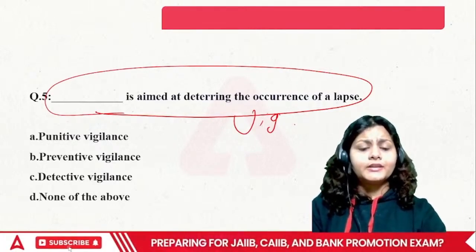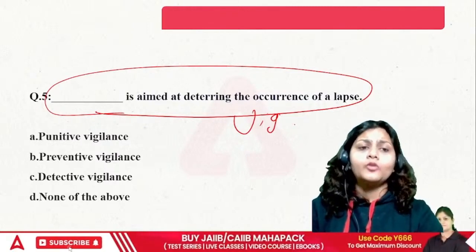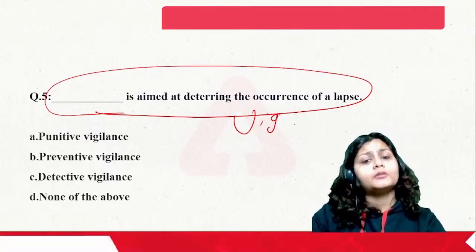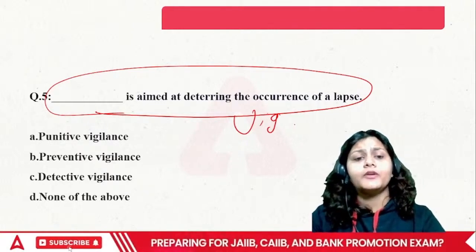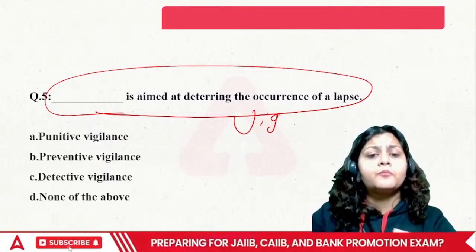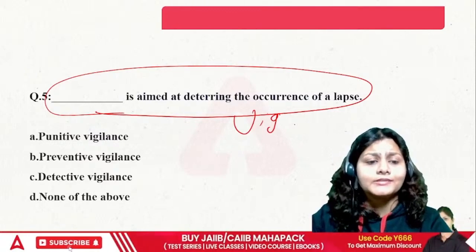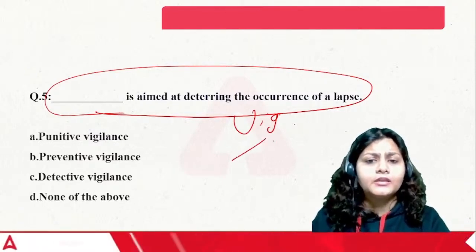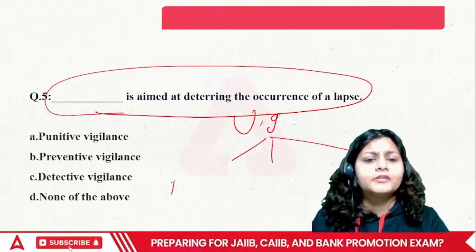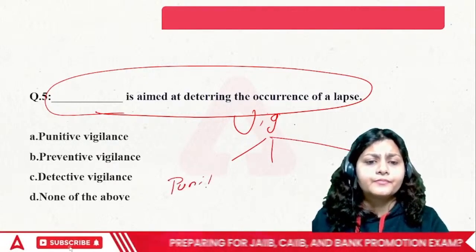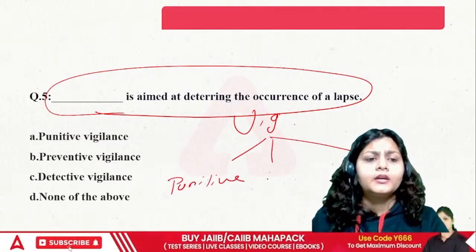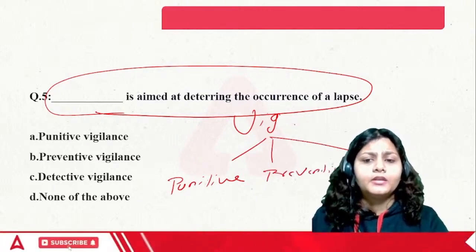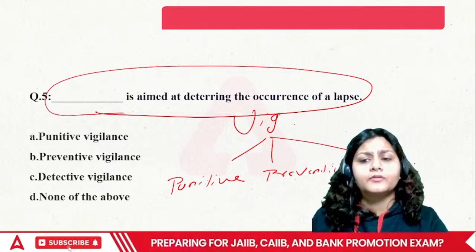See, there is a difference between vigilance and non-vigilance. So what is vigilance actually? Vigilance is all about carefully watching for possible danger or difficulties, right? So normally we have three types in vigilance. Number one is punitive, okay? Then preventive. Then the third one is the detective.